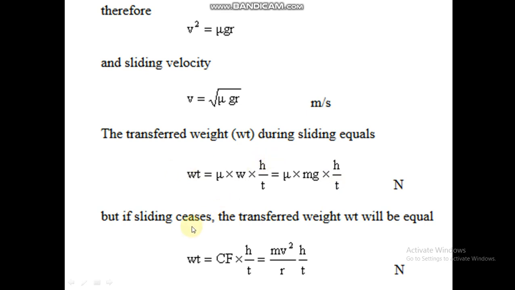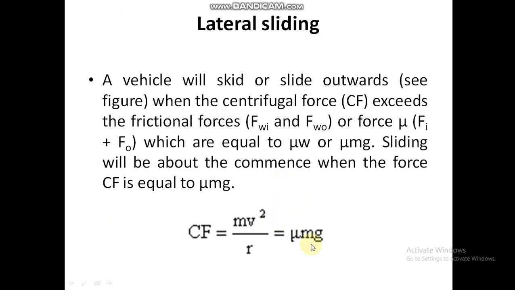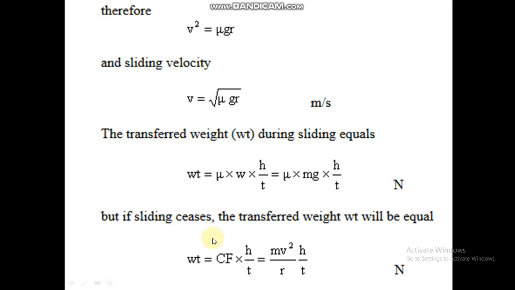And at the balancing point, when sliding ceases, we have already seen that mu into mg is equal to centrifugal force. So mu into mg has been replaced by CF, and CF is mv square upon r. So these are the formulas for the weight transfer.